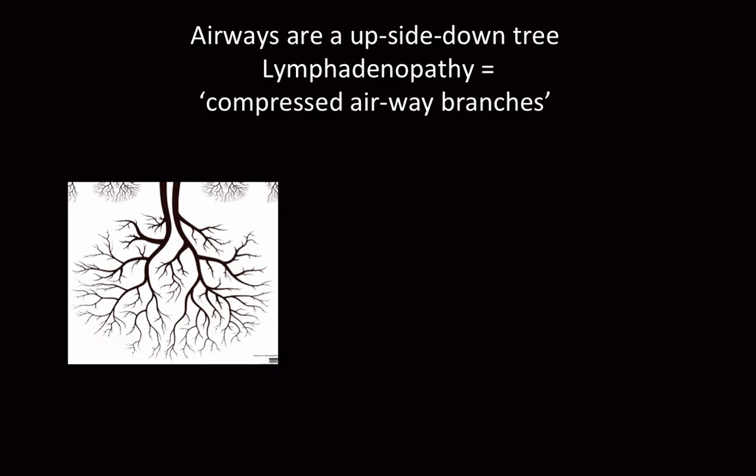The important thing is that TB lymphadenopathy is firm and hard, and the airway in a child is soft and compressible because of the lack of cartilage. So what you get is compressed airways when the TB nodes are big enough. This should be an indirect sign that helps you make the diagnosis.